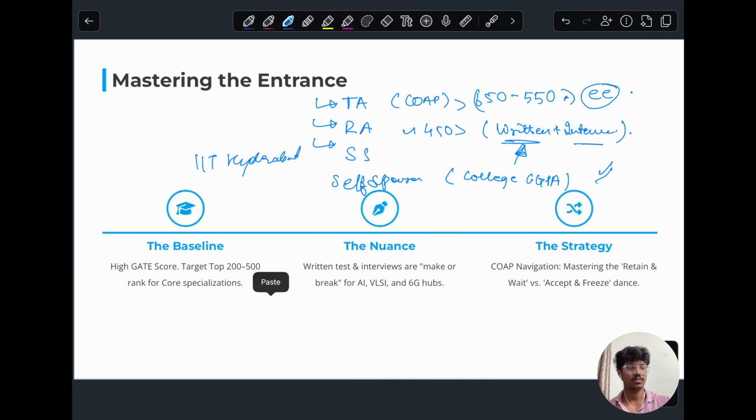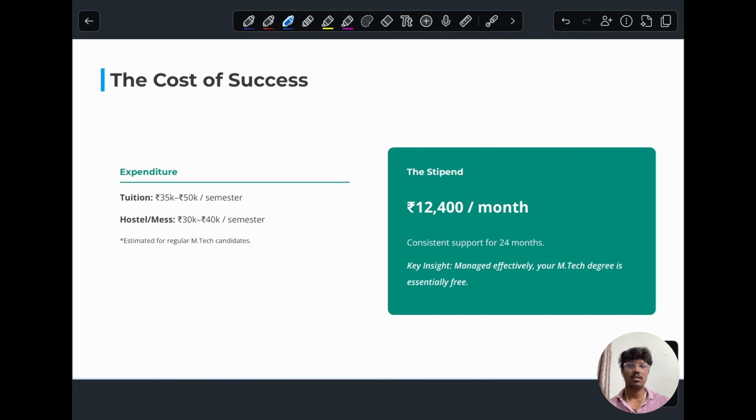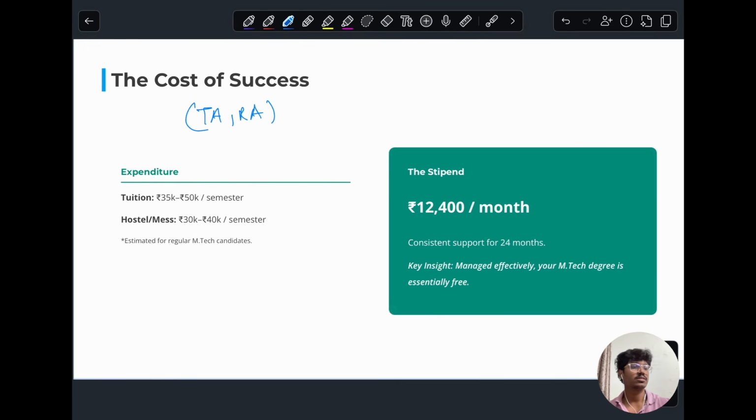These are the three ways. Now, the cost. For TA and RA, the fee structure is the same, around 55 to 60K, including all things. For SS, it is a bit different. It's self-sponsored, which means it is around 12 lakhs.